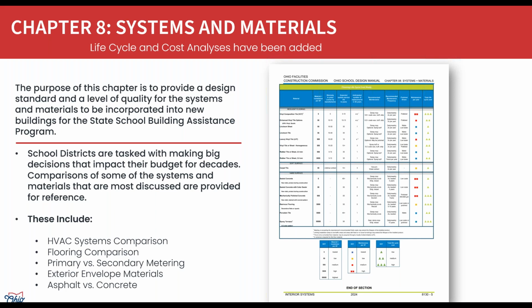Chapter 8 has always sort of been the forerunner to the specifications, which talks about major systems and major materials and infrastructure and how it all fits together. This chapter, in terms of its essence, is the same as it has been, but it has major updates in terms of new items that we've added. And I think probably the biggest thing that we've done is to add these life cycle charts.